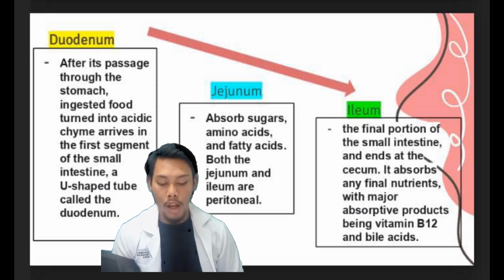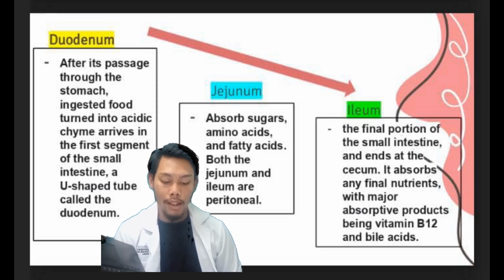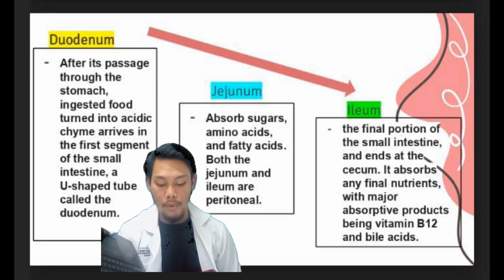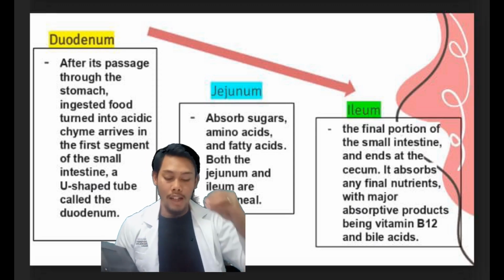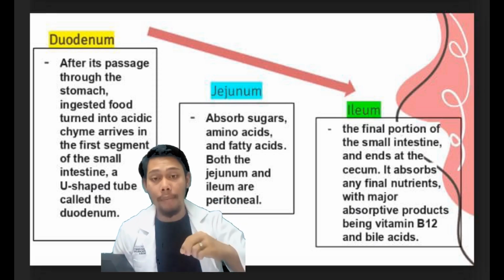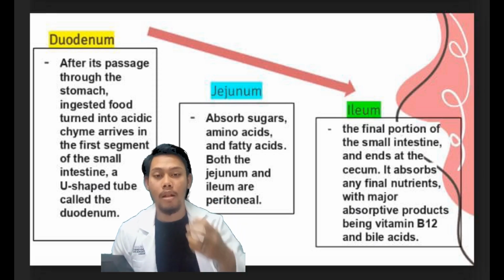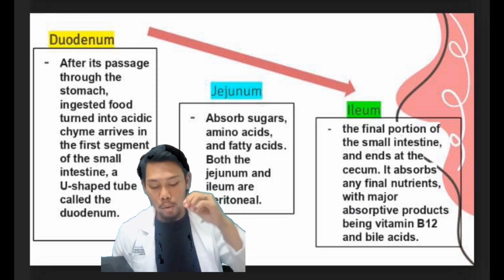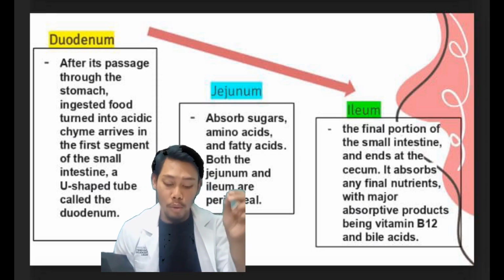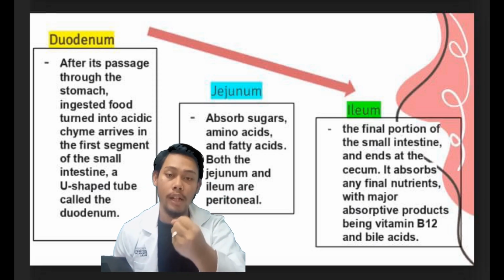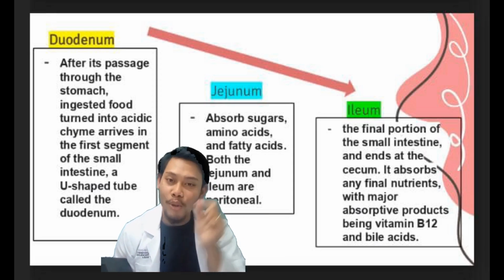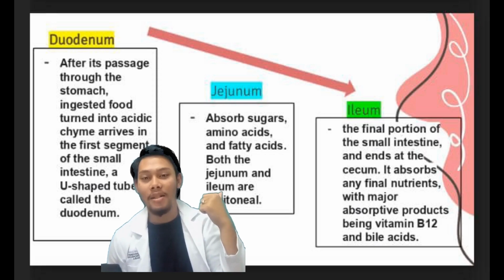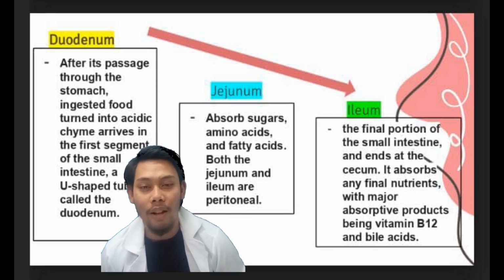The last one is the ileum. The ileum is the final portion of the small intestine. It absorbs any final nutrients, with the major absorption products being vitamin B12 and bile acid. The jejunum absorbs the sugar, but the ileum absorbs the nutrients and vitamins. The chyme from the apple goes through our small intestine, goes to the jejunum and absorbs the sugar, goes through to the ileum and absorbs the nutrients and vitamins, and goes through to the large intestine. Let's go to our next part.